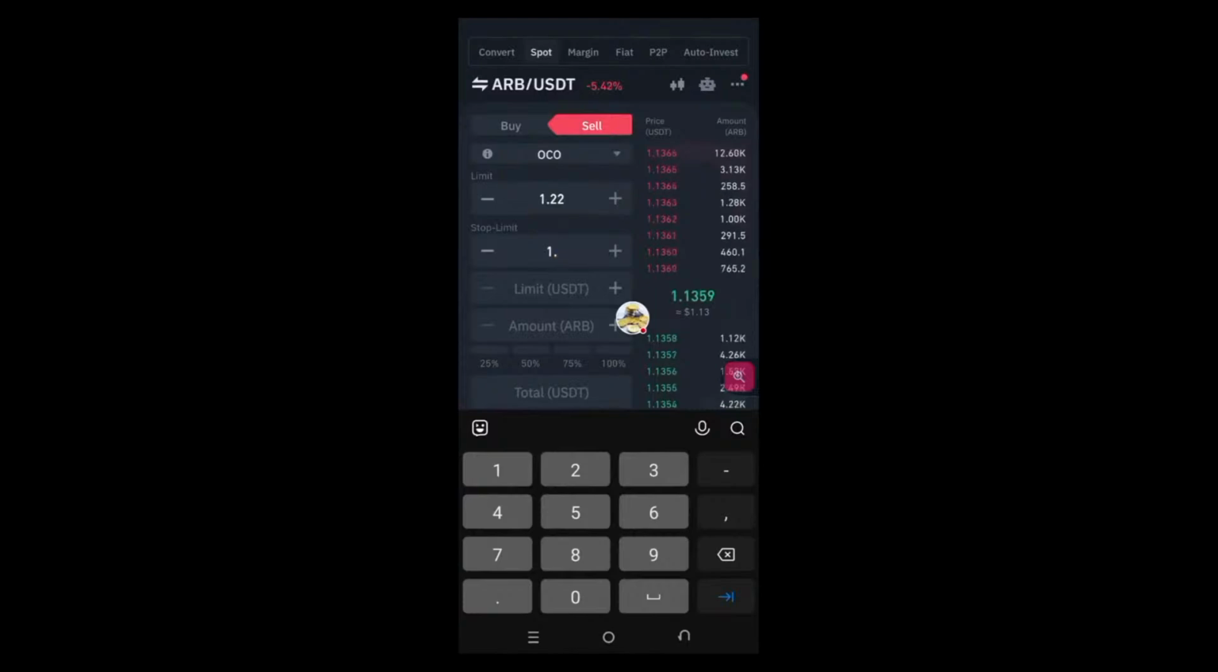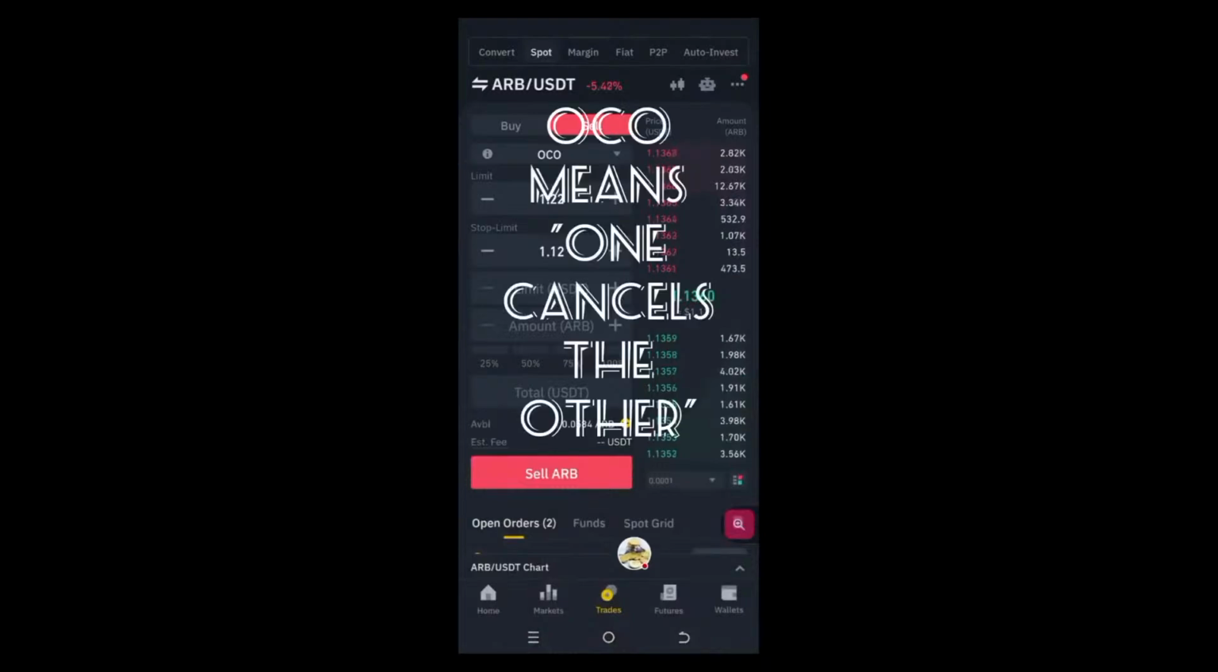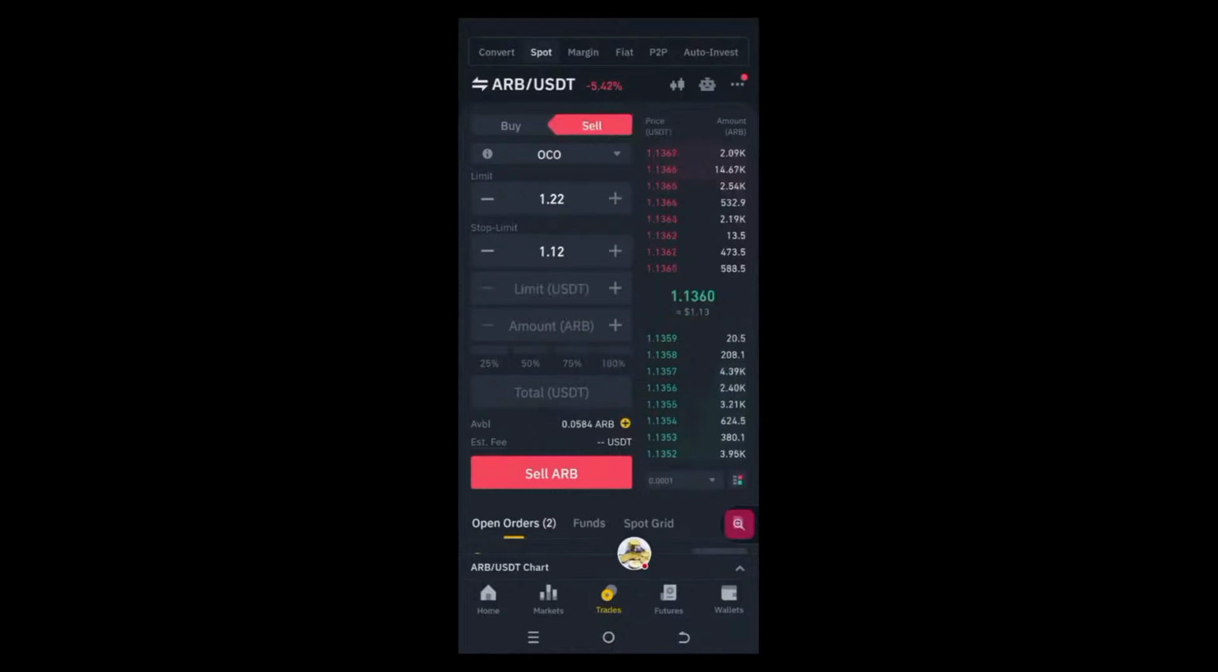So if it goes below, this is currently 1.359. So if it goes below like 1.2, for instance, I don't want to lose my money, right? I don't want to waste time in this trade. So I'll be happy to lose a little portion of my money, because a lot of people are saying, why don't you just put stop loss? Why don't you just put the take profit? This is OCO. OCO means one cancels the other, right? One cancels the other. Try and understand that.